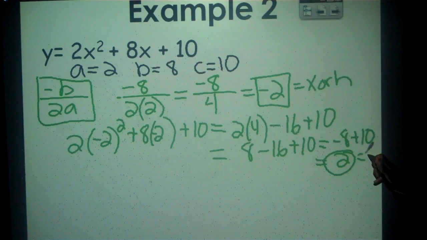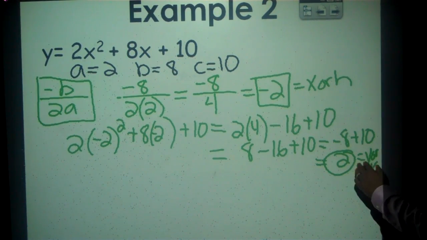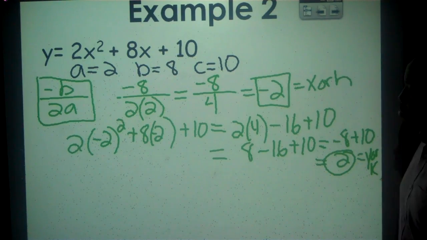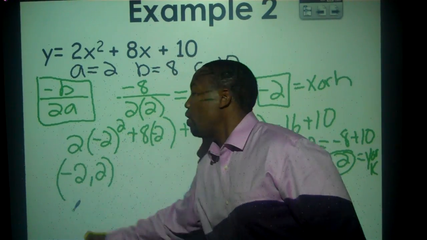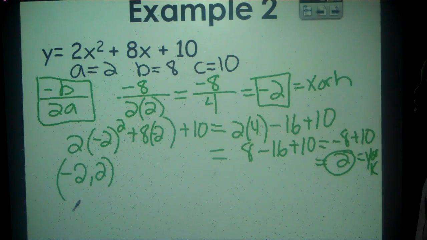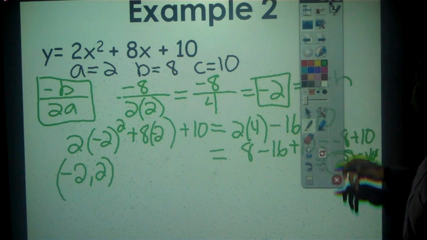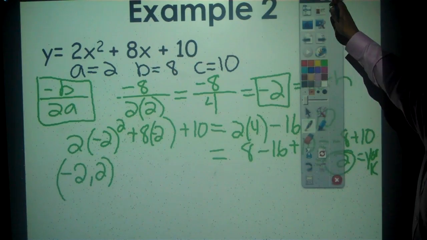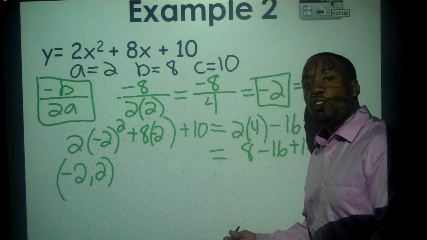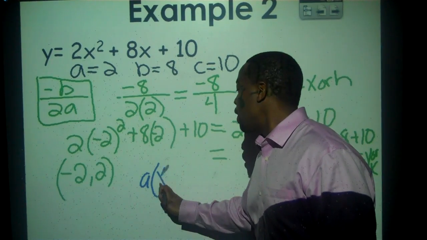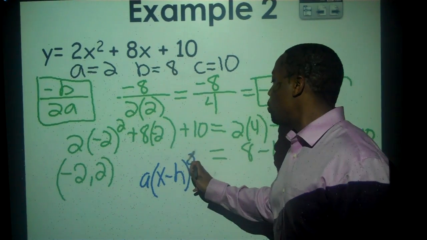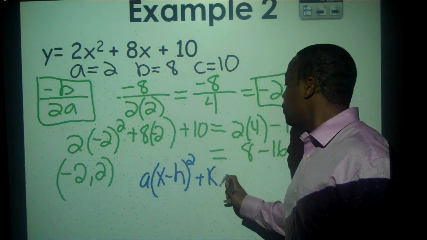This is going to be my y or my k. So now what's my vertex? My vertex will be negative 2, 2. Right? Now, what's the form I need to remember also? The vertex form for a quadratic. This would be a times x minus h squared plus k.